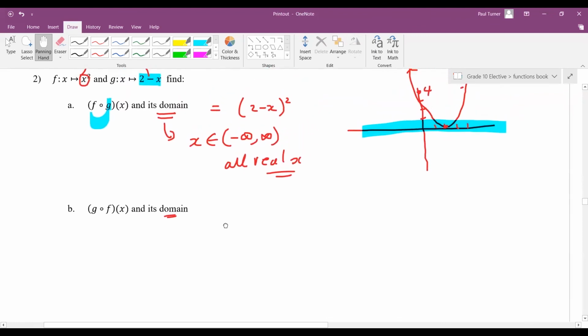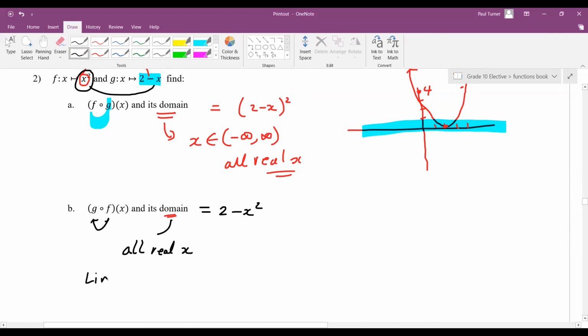But for this one here, we can do this real quick. X squared, so we're going to put f into g. So that function is going to go in here. So you're going to get 2 minus x squared. And that's a quadratic, so that would be all real x. We know this is going to be true, especially for linear and quadratic. The domain will usually be all real x.